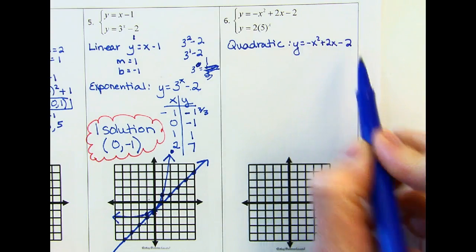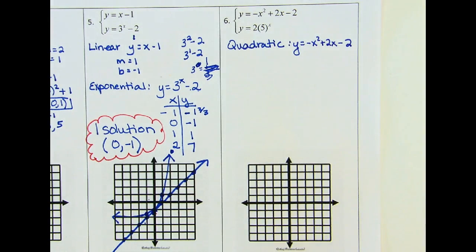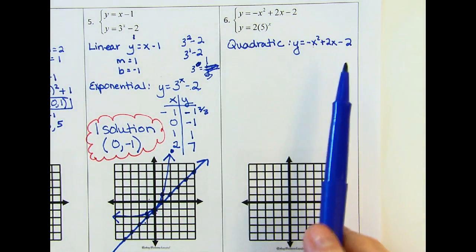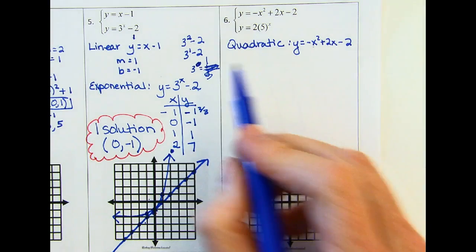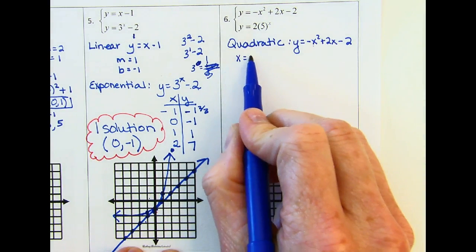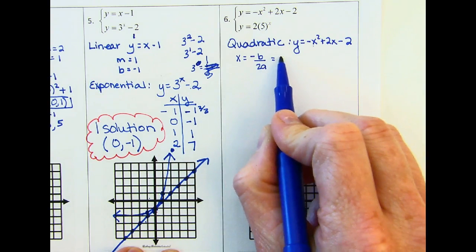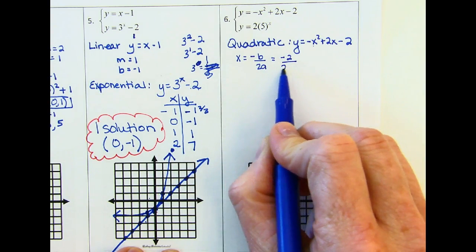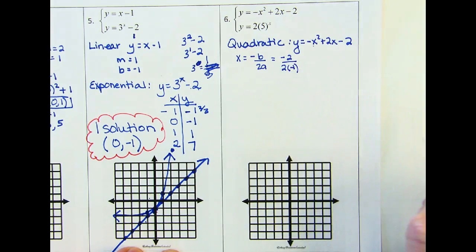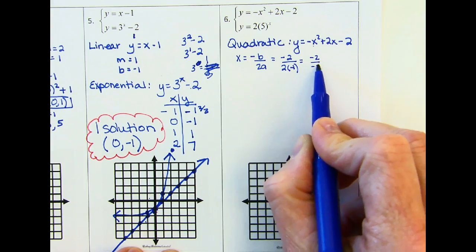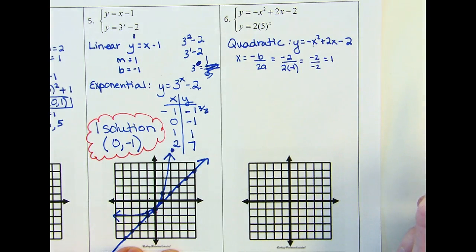So if it is in standard form, our best bet is just to go ahead, calculate the vertex, and make a table. The only thing I know is it's going to go down. It's going to have the 1, 3, 5 pattern. So let's first start out with the vertex, -b over 2a. So I have -2 over 2 times -1. That is going to give me -2 over -2, which is 1.